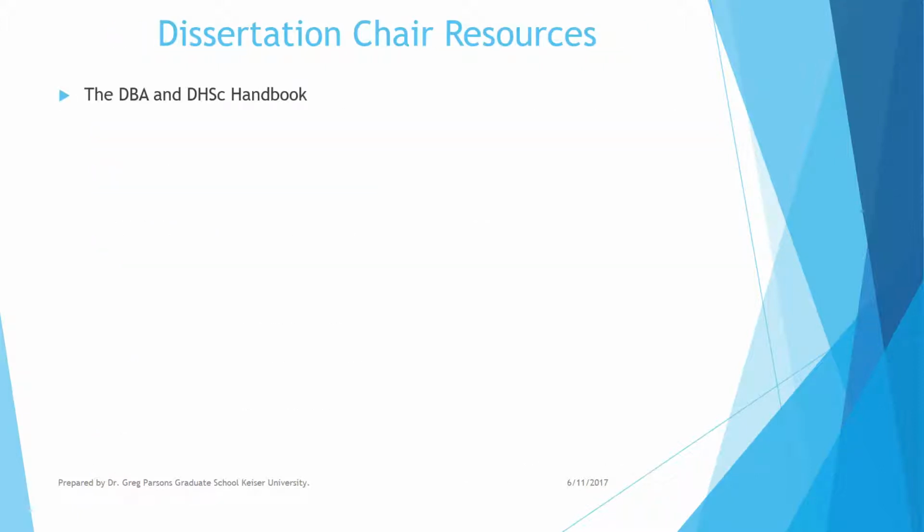Are there some resources? Are you just left adrift? Well, there's a DBA and DHSC handbook, okay, with basically the requirements about what's necessary and how things are going to look. This is useful for the chair, the committee members, as well as the students to have. I have the prospectus template. It's also in the handbook, but I will distribute that as a separate document with some more instructions and examples of what we're looking for there.